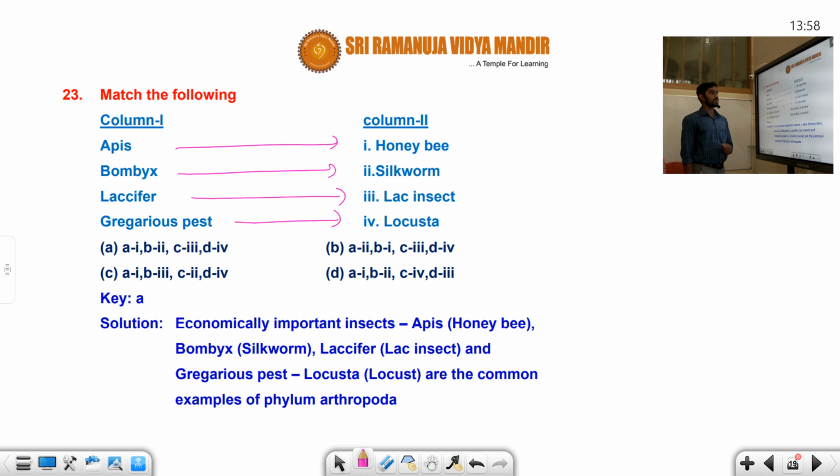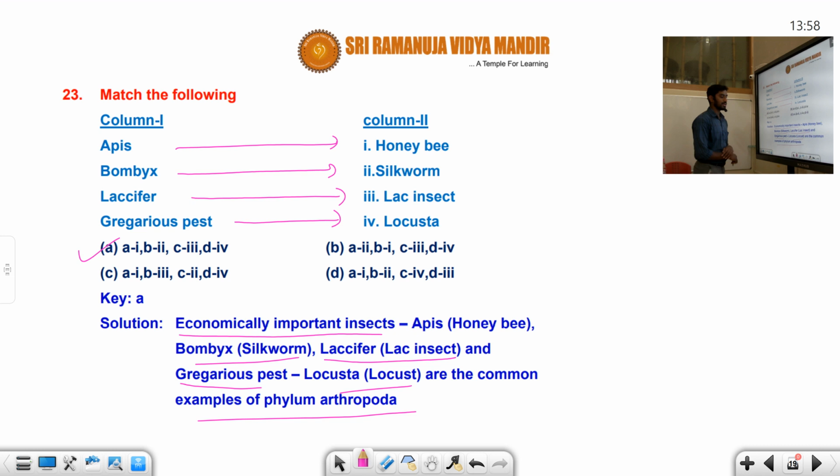These are all examples of economically important insects. Apis is the honeybee, Bombyx is the silkworm, Laccifer is the lac insect, and the gregarious pest is Locusta. These are common examples of phylum Arthropoda. So students, 23, option A is the correct answer. Next, Bombyx is commonly known as, this is also a very easy question, the answer is silkworm. So 24, B is the correct answer.